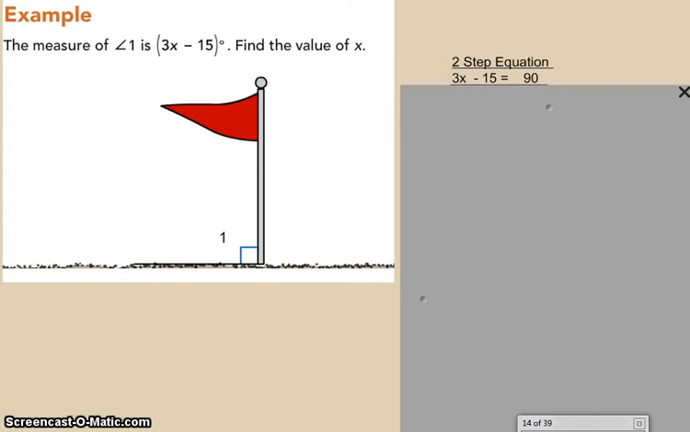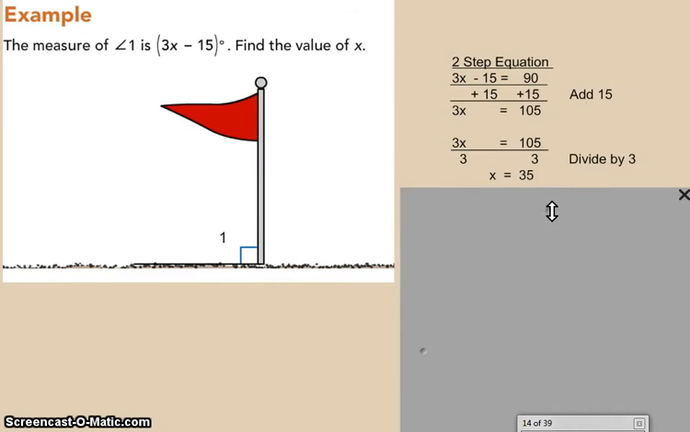The measure of angle 1 is equal to 3x minus 15. Find the value of x. Look at the angle, you'll see that it's a right angle, 90 degrees. We solve the equation, 3x minus 15 equals 90. We solve that for x. We get x equals 35.